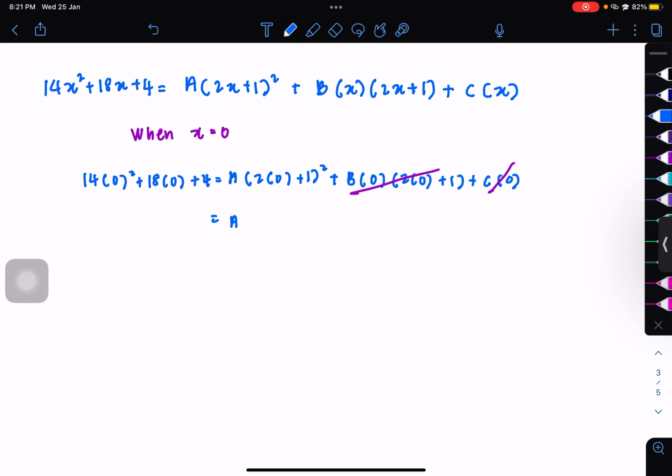So now sekarang ni yang ni times dia akan jadi kosong, tinggallah 4. So A is equal to 4. Okay, so we already found the value of A.